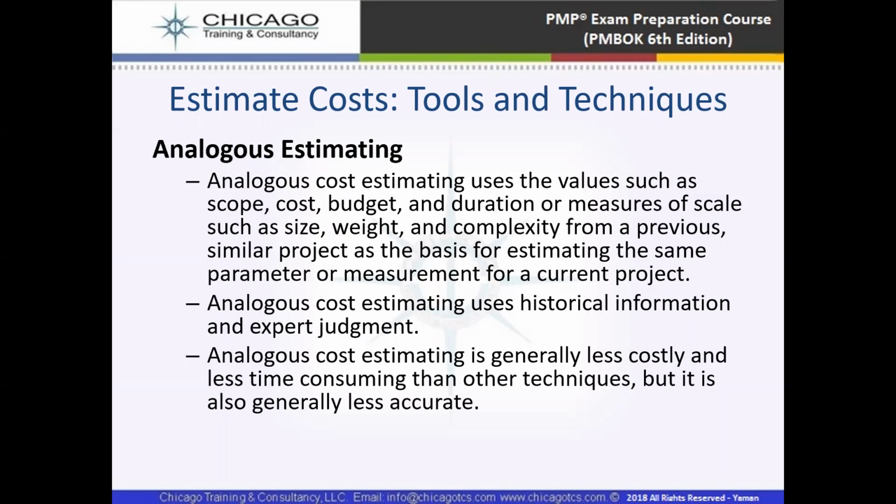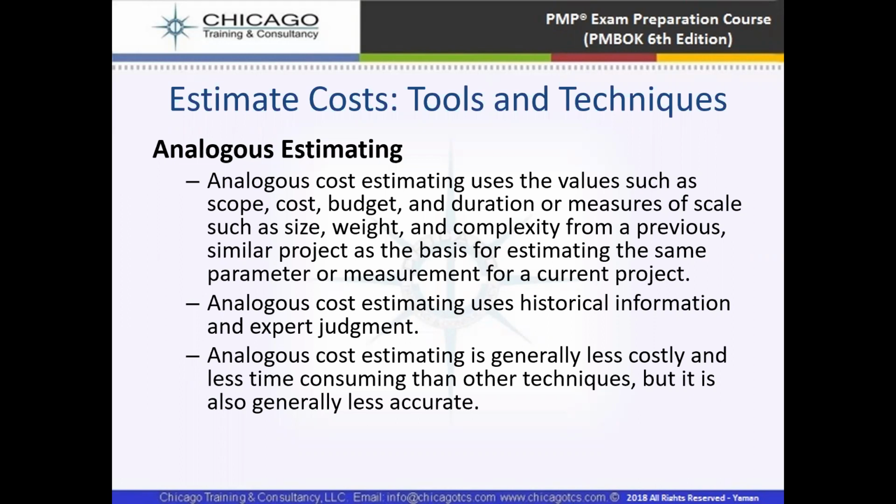What is analogous cost estimation? Analogous cost estimation uses values such as scope, cost, budget, and duration, or measures of scale such as size, weight, and complexity from a previous similar project. So analogous means previous similar projects. From previous similar projects, we are going to estimate how we should estimate the cost here. And analogous cost estimation uses historical information again and expert judgment.